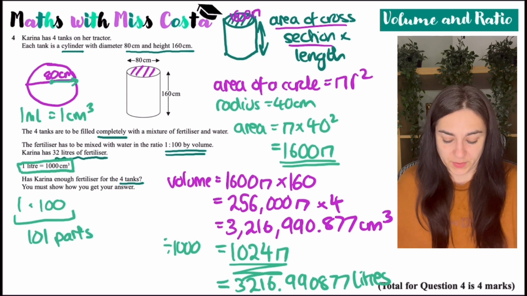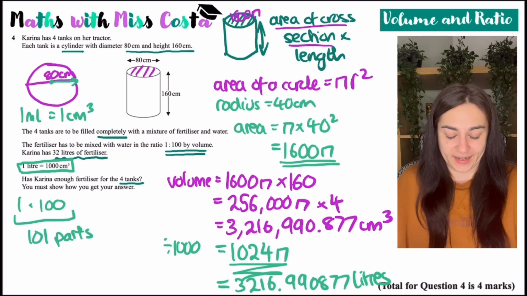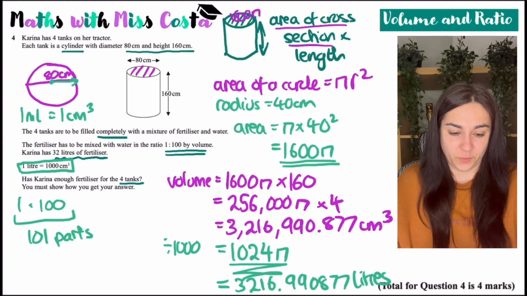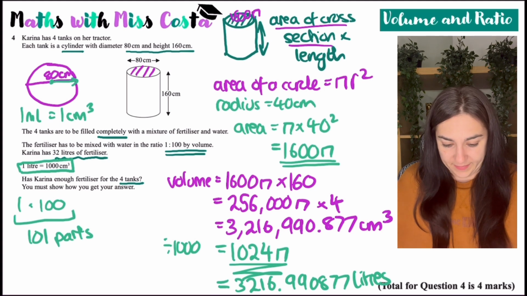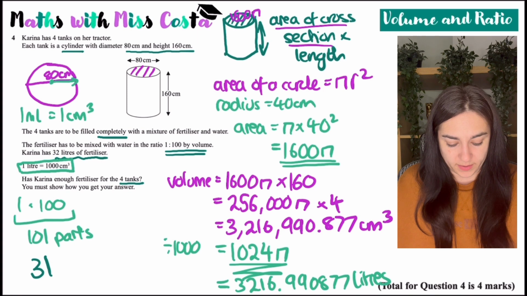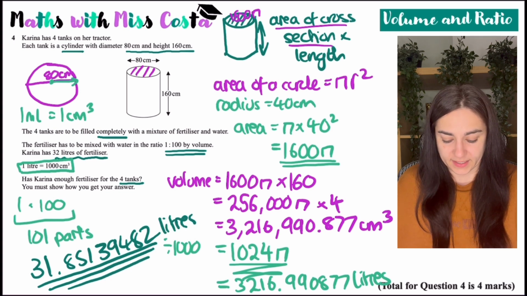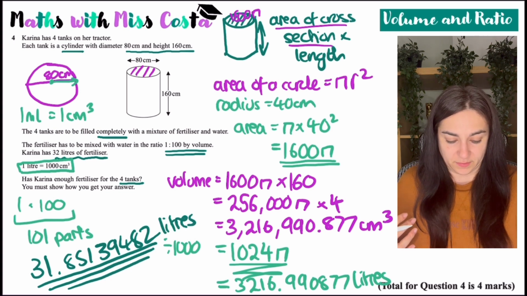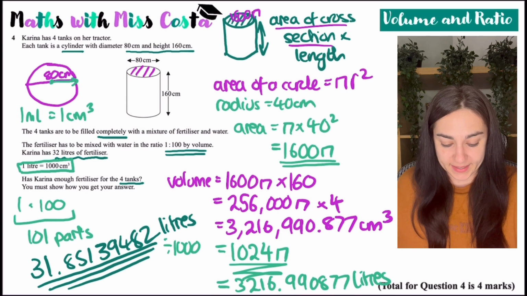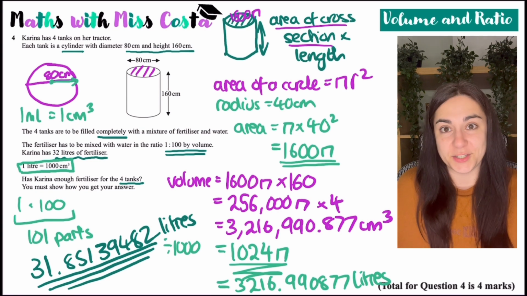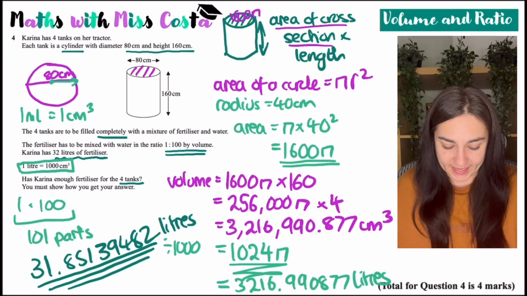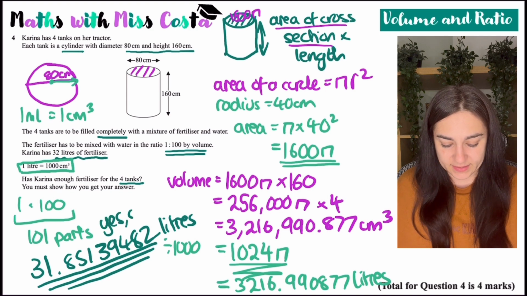So to work out how much fertiliser I need, I divide by 101. And that gives me 31.85139482. So I need 31.85 litres of fertiliser in order to fill these tanks correctly. She has 32 litres of fertiliser, so I would say yes, she has enough, as she needs 31.85 litres.